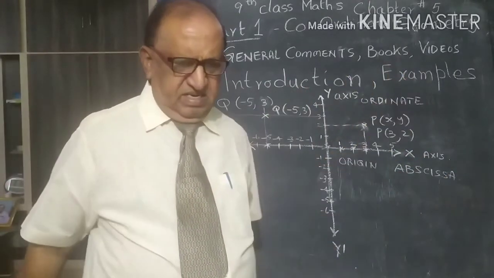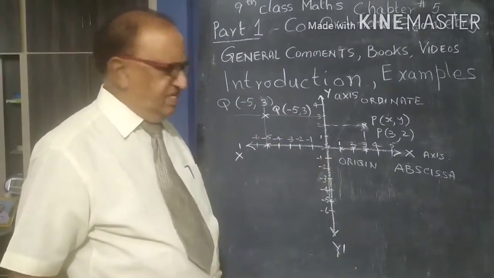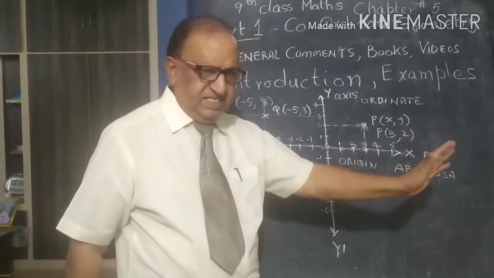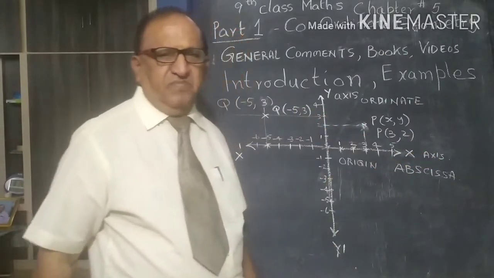Nobody can change it. When someone comes here, they have to mark P(3, 2) as 3 units on the x-axis and 2 units on the y-axis. That's how the point P is represented.